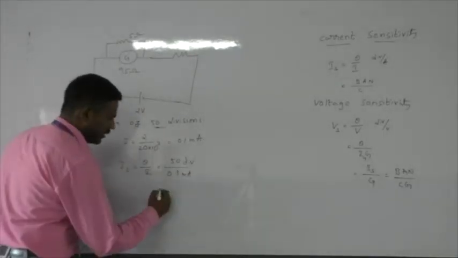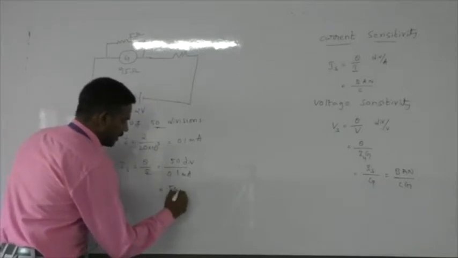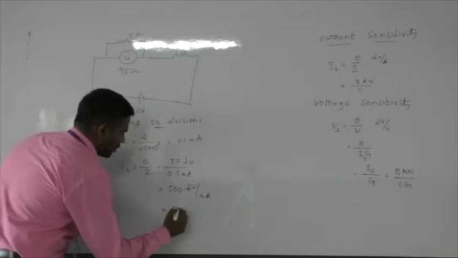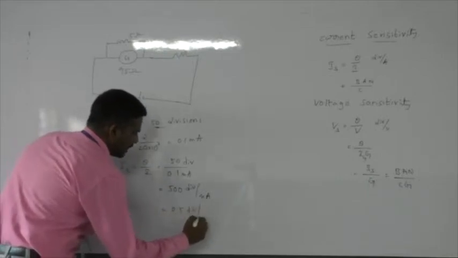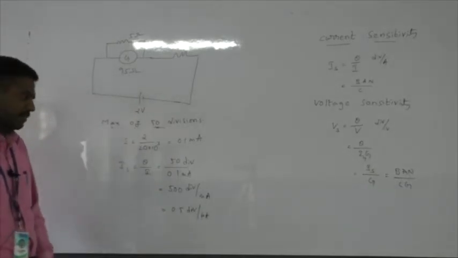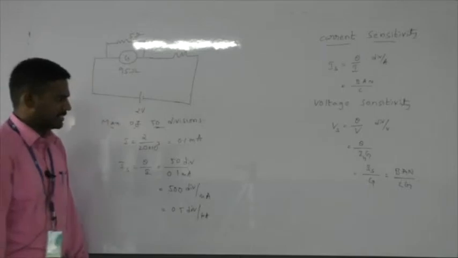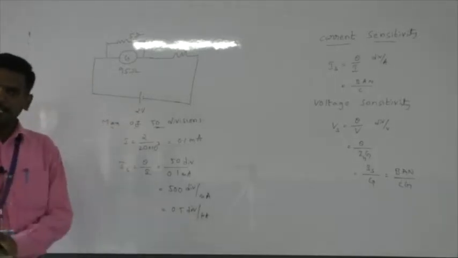So it can be written in two ways. What are they? 500 divisions per milliampere or 0.5 divisions per microampere. Either of the units you can use. This is how the current sensitivity has to be calculated.